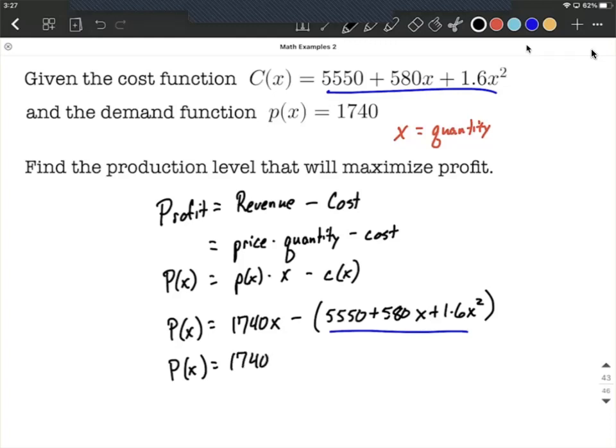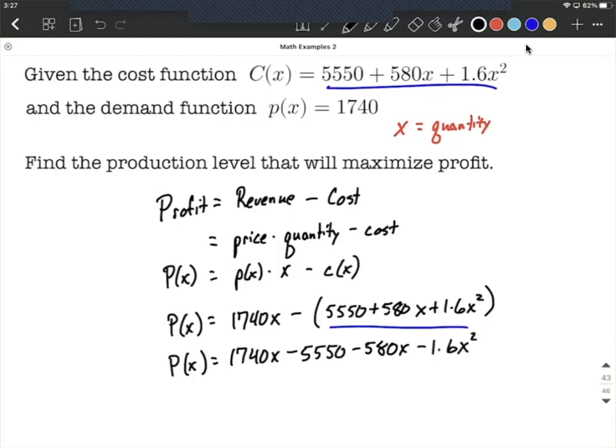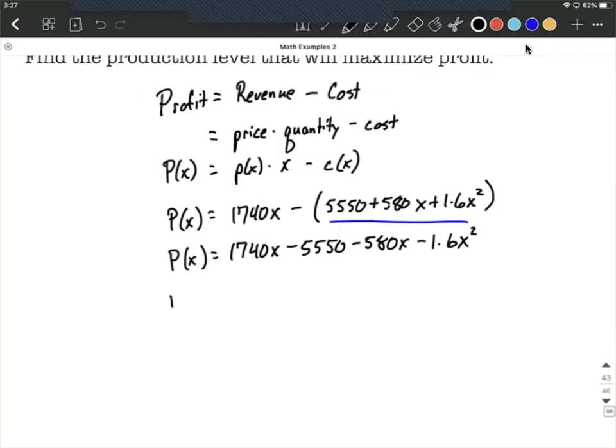From here, let's go ahead and do a little bit of distributing, still representing our profit function. So 1740X minus 5550 minus 580X minus 1.6X squared. From here, I'm going to go ahead and combine some like terms and put this in descending order. So negative 1.6X squared plus 1160X minus 5550. Okay, so we've represented our profit function.